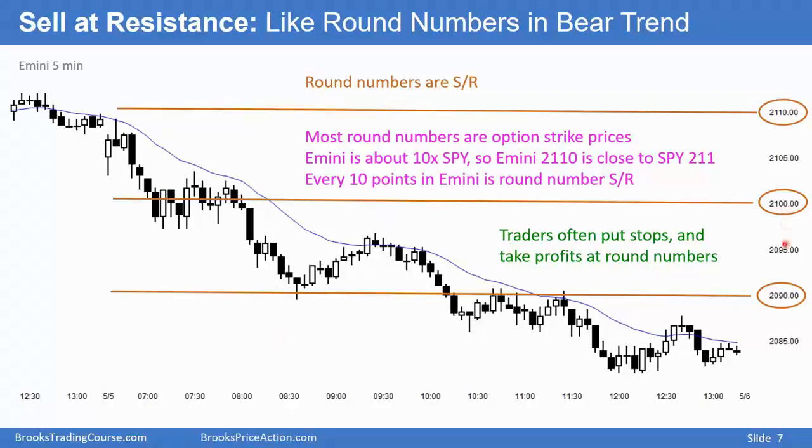This is a big round number, 2100. To me, this is a small round number. That's a multiple of 100, and this is a step that's only 10 points. This is more of a minor round number, but it's still important.